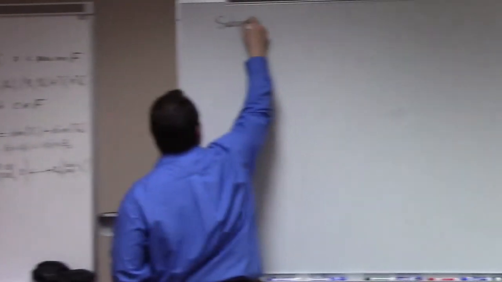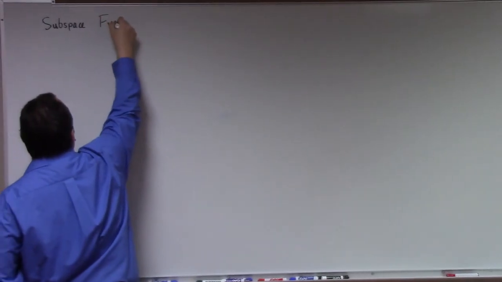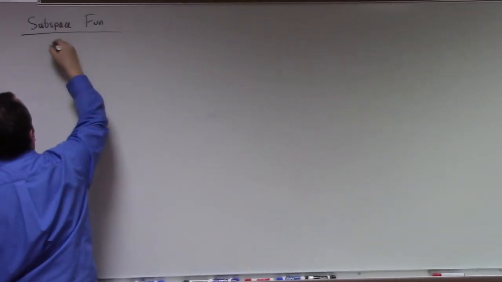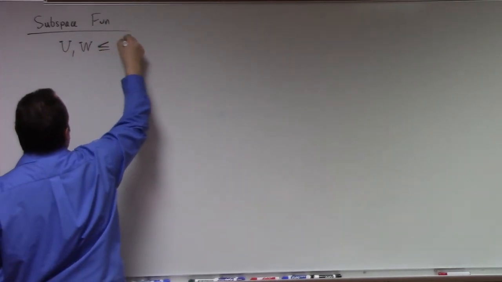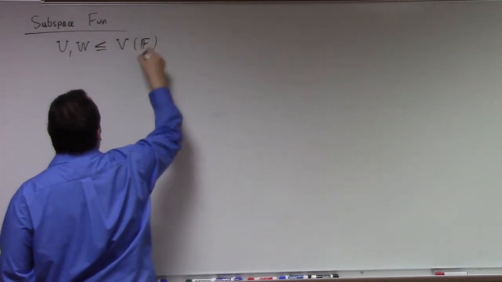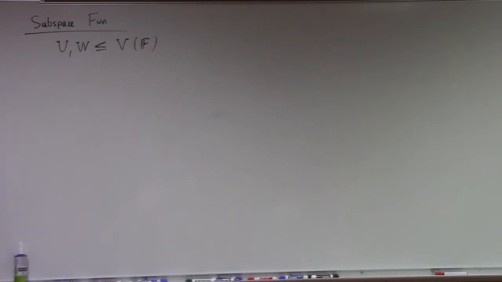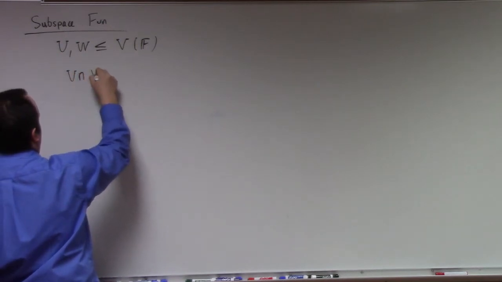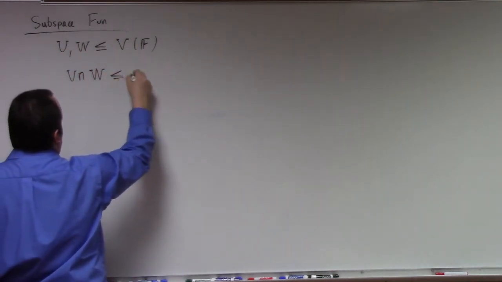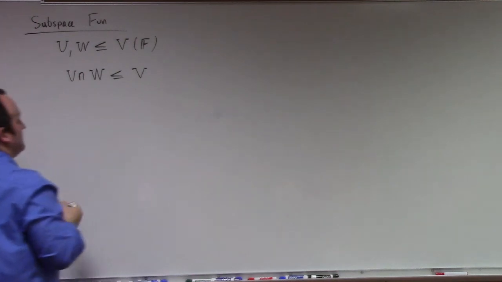Subspaces. Subspace fun. What fun can we have with subspaces? Well, if U and W are subspaces of V over F, then there are several popular subspaces to think about. One you could think about is the intersection, the set theoretic intersection of U and W. This is also a subspace of V.